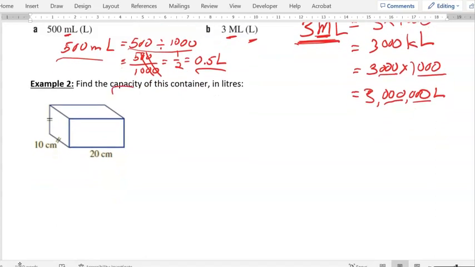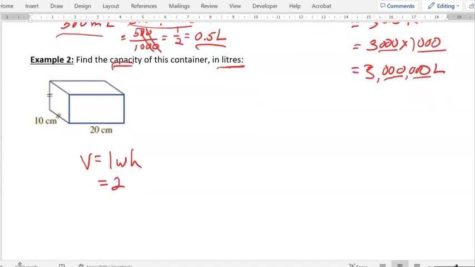Find the capacity of this container in liters. So capacity, first we have to find the volume. The volume equals length times width times height. So let's go 20 for the length times 10 for the width times, because these are the same length, another 10. So 20 times 10 times 10. The volume is equal to 2,000, what kind of centimeters? Cubic centimeters, because it fills all that space.